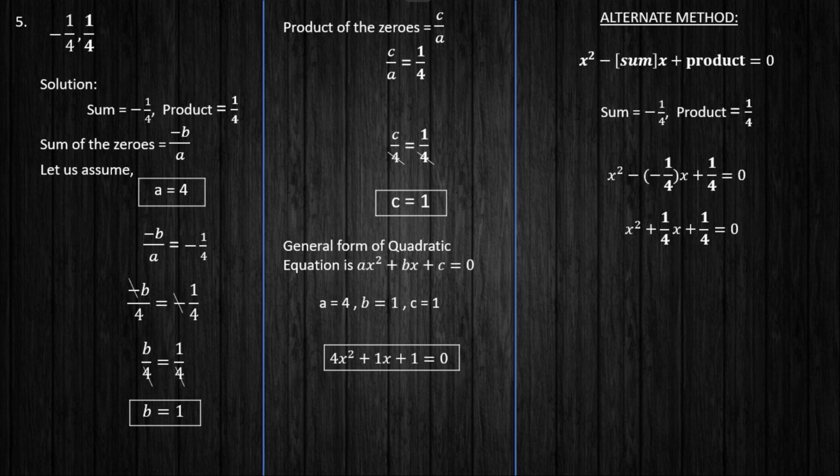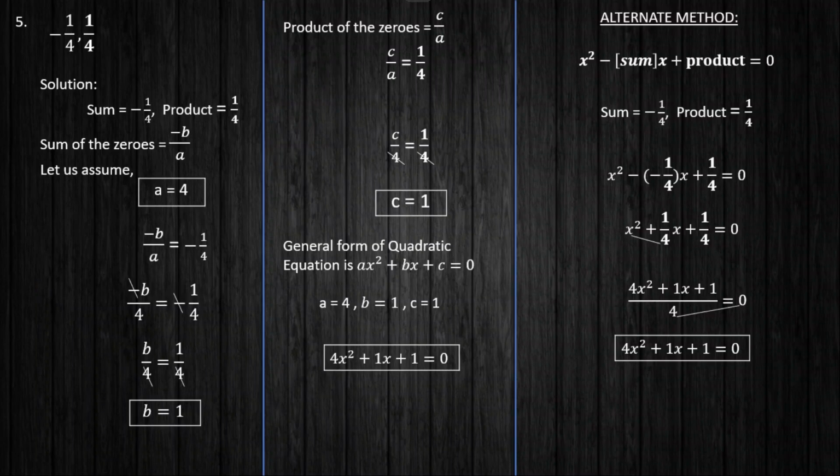When we take LCM as 4, we need to cross multiply the denominator into the term which doesn't have the denominator. So the equation will change into (4x square plus 1x plus 1) whole divided by 4 is equal to 0. Now we need to cross multiply 4 into 0. The equation will become 4x square plus 1x plus 1 is equal to 0, since 4 into 0 is equal to 0. So in both the methods, we got the same quadratic polynomial.